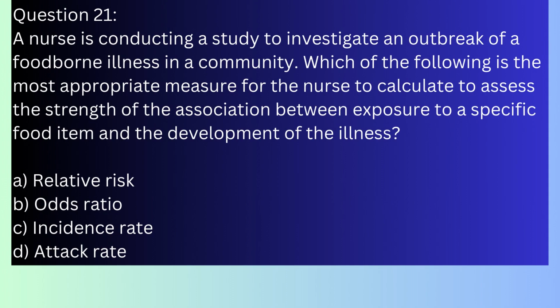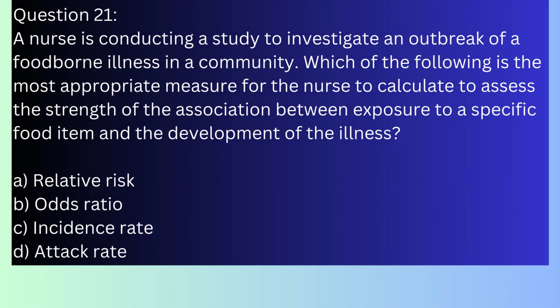Question 21. A nurse is conducting a study to investigate an outbreak of a foodborne illness in a community. Which of the following is the most appropriate measure for the nurse to calculate to assess the strength of the association between exposure to a specific food item and the development of the illness? A. Relative risk. B. Odds ratio. C. Incidence rate. D. Attack rate.